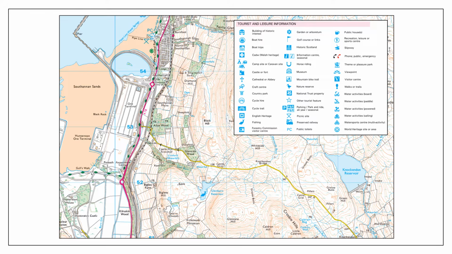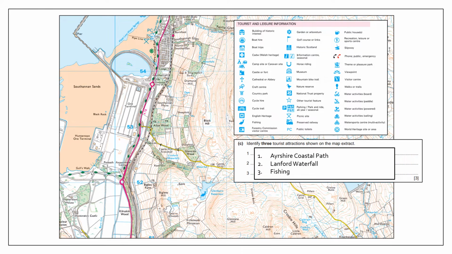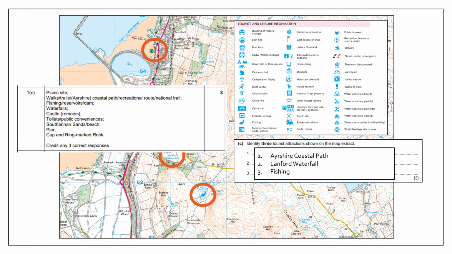Well, there's a nice coastal path going along the map, so that implies walking. As well, we've got some waterfalls which might attract people to go and see. So here I'm going to put some other tourist attractions on the map. I've got the coastal path, I've got Langford waterfall and fishing as well. So you can see these areas that I've identified for you. Now if you look at the mark scheme as well, there's loads of other things that they identify. They've got the beaches themselves, they've got the pier. So again, you're thinking about what would attract people to visit.